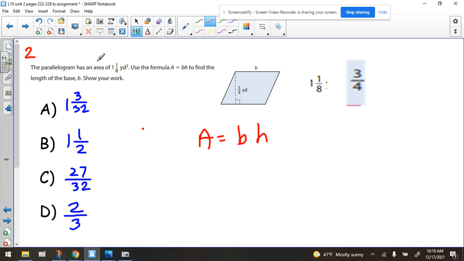We're looking at number 2. The parallelogram has an area of 1 1/8 square yards. Use the formula area equals base times height to find the length of the base, b. Show your work. All right, so here's the formula, and let's substitute in the values.